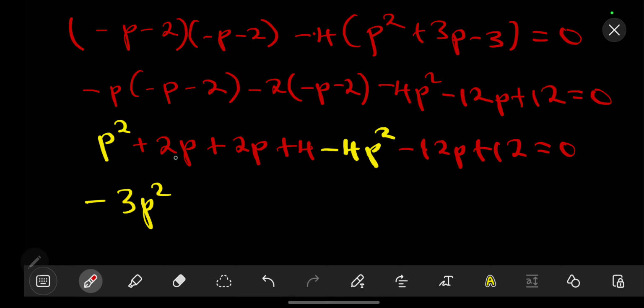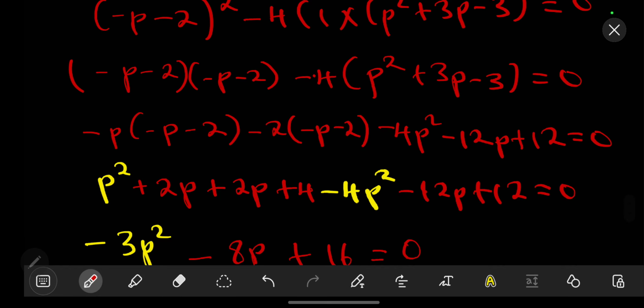Then we have our 2p plus 2p. This will give us a 4p. Then minus 12p will give us a value of negative 8p. So 2p plus 2p is 4p, minus 12p is negative 8p. Then we have plus our 12 plus this 4. So 12 plus 4 will give us a positive 16, which should be equal to 0.